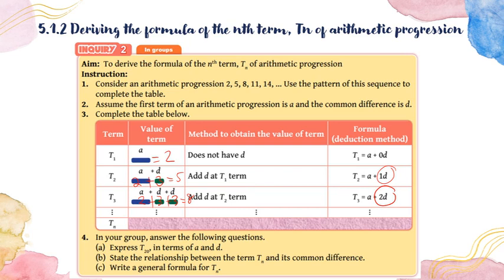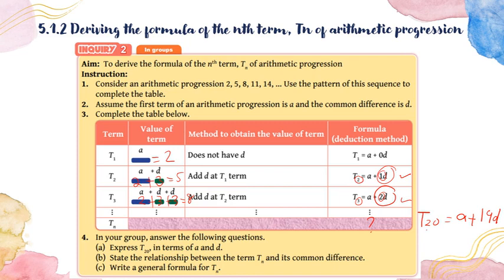So for Tn, what is the formula? In your group, answer the following questions. Since you don't have a group, express T20 in terms of A and D. If we have T3 equal to A plus 2D, and T2 is A plus 1D, then T20 is A plus 19D, right? So 3 and this one is 2, 2, this one is 1. So you can see the pattern.